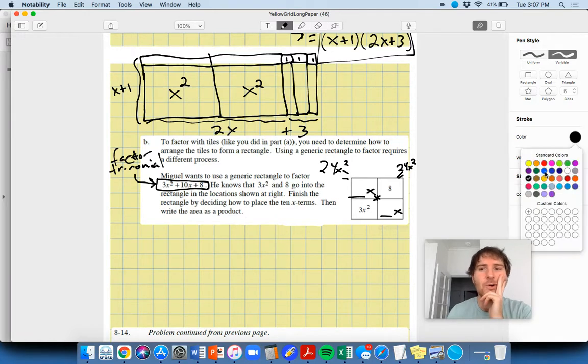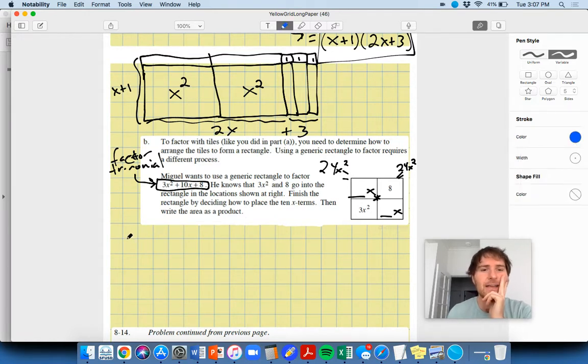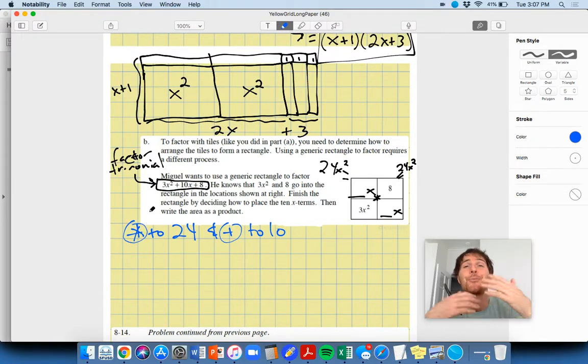Is there a way? Our goal here is we want to figure out two numbers that multiply to 24 and add to 10, okay? So two numbers where the product is 24 and the sum is 10. That's how many x's we have to work with here. And what is that? Sum to 10. So maybe start with the product, because 24 has certain factors, okay?